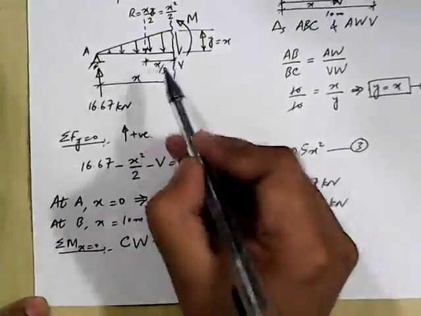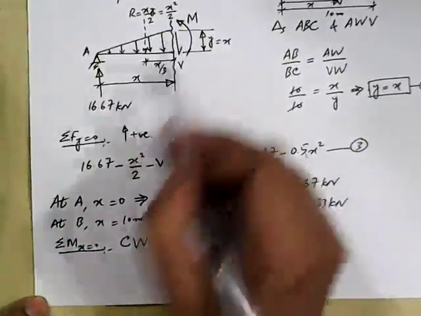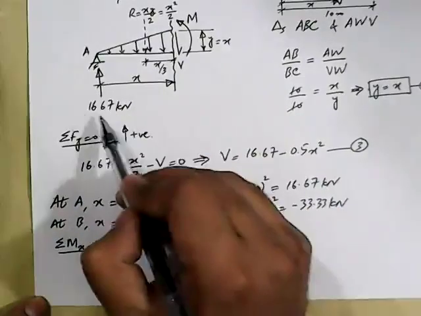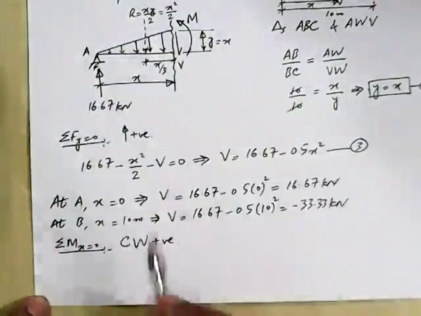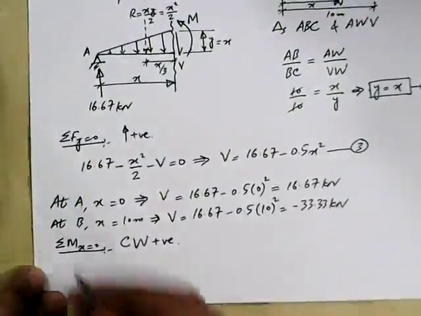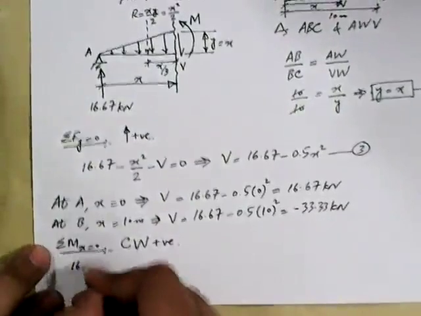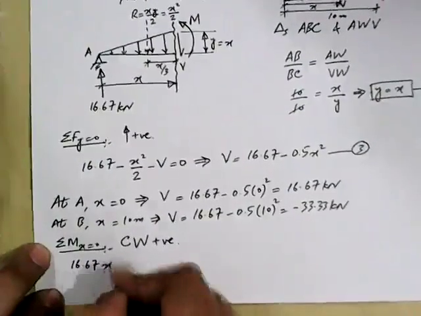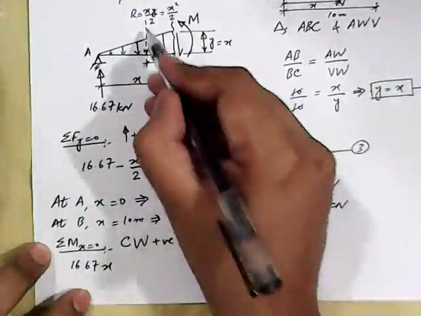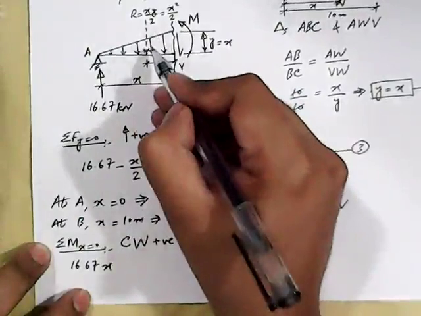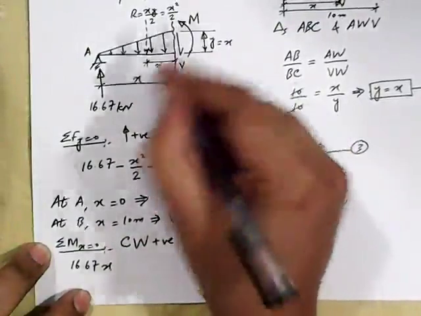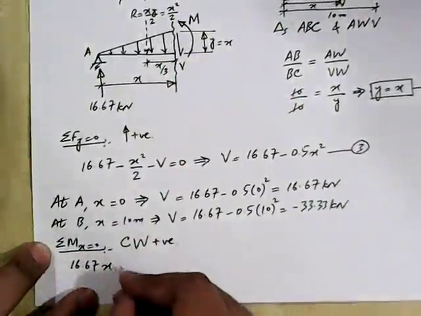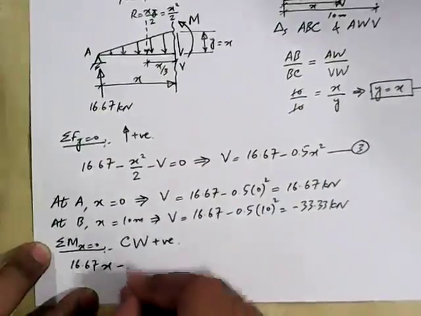Okay, so how many forces are producing movement about this section? Let's start from this side. 16.67 kilonewton is producing movement in counterclockwise direction, so it should be taken as positive. 16.67, lever arm is x, and then the resultant of this UDL is x square by 2, and it will produce movement in counterclockwise direction, so it should be taken as negative.